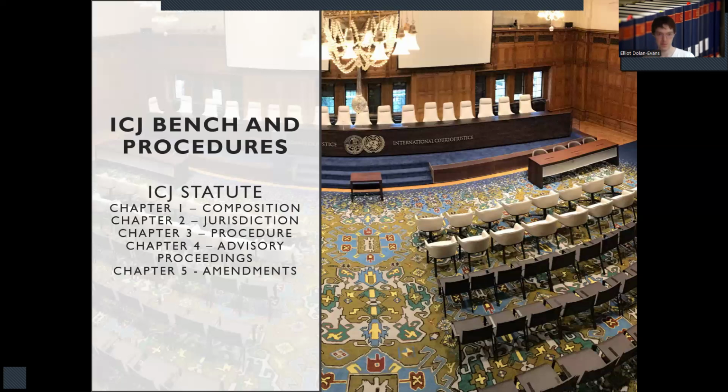It can be the General Assembly, it can be the Security Council, or some other body that is authorized by the General Assembly. So this is an important point to note.